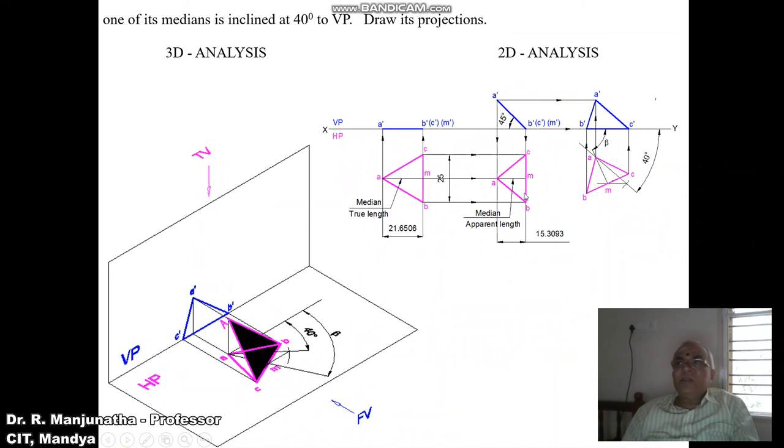So we need to find out the beta inclination. That is the reason why we found out the beta inclination. On that inclination line, we are going to write the second position top view and then write the projections to get the front view. So that in the front view also, we can see that the side is resting on HP and one of its medians is inclined at 40 degrees to VP, and the surface makes an angle of 45 degrees to HP, and this is an equilateral triangle of 25 mm. So this is how we will be able to analyze both 3D and also 2D.